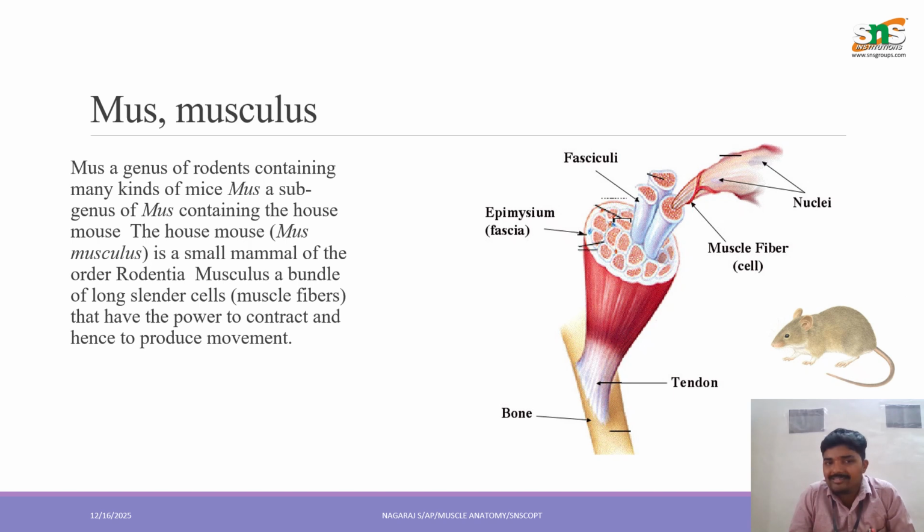The house mouse is a small mammal of the order Rodentia. Muscle is a bundle of long slender cells, that is, muscle fibers, that have the power to contract and produce movement. The internal structure goes from nucleus to cell, then cell to fasciculus, then fasciculus to epimysium or fascia, then to tendon and attachment to the bone. These are the structures, shown here in an example of the rat.